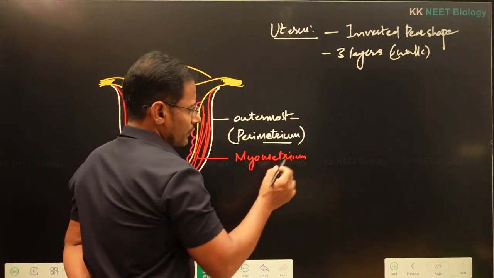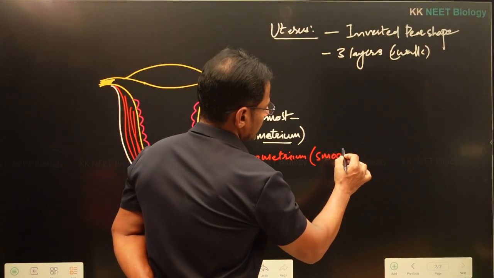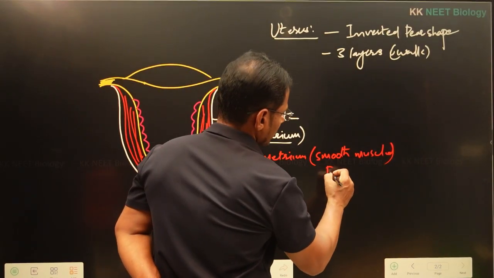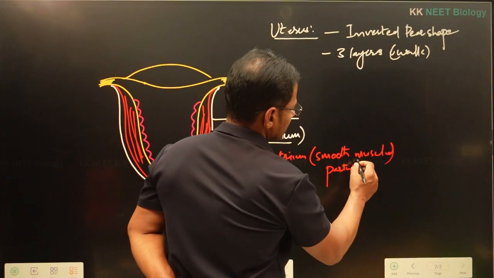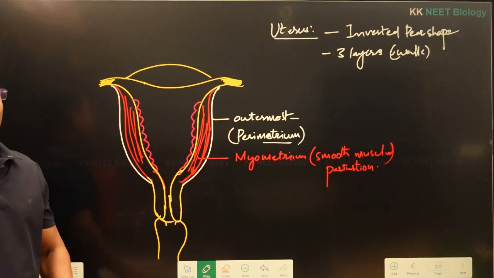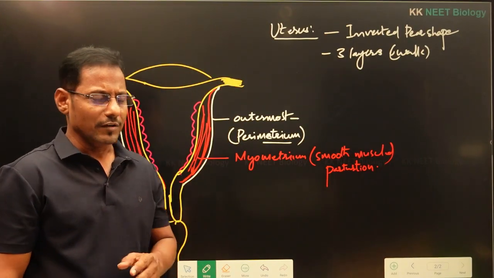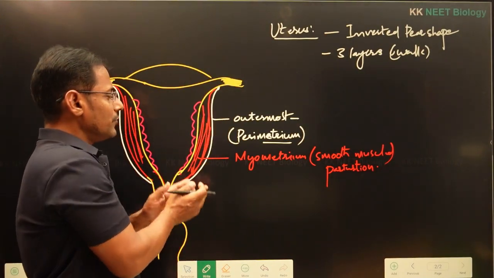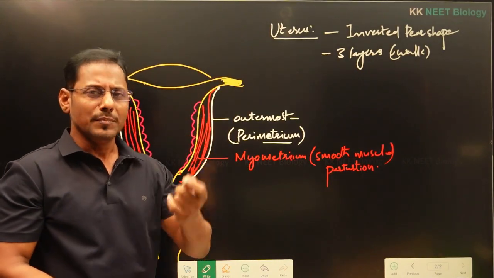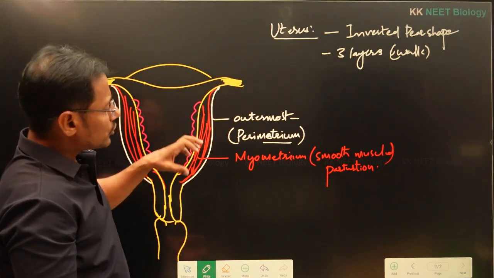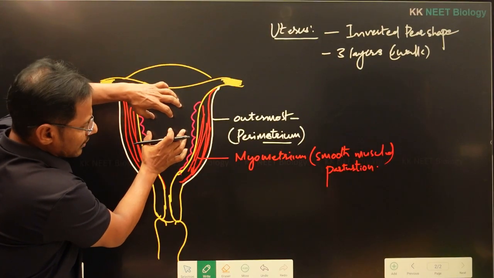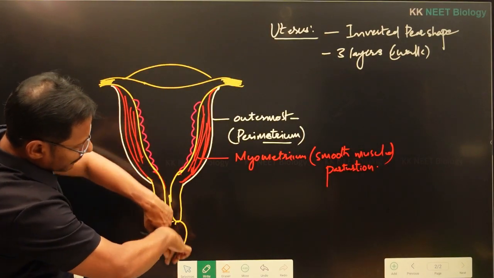This is made up of smooth muscle, and it plays a vital role in parturition, in the sense delivery of the baby to the outer world, right? Parturition. At the time of delivery, these smooth muscles which are present in the uterine wall, that is the middle layer, myometrium, or else we can say mesometrium, are going to contract. So ultimately the baby which is present in this uterus is going to be pushed through this birth canal.